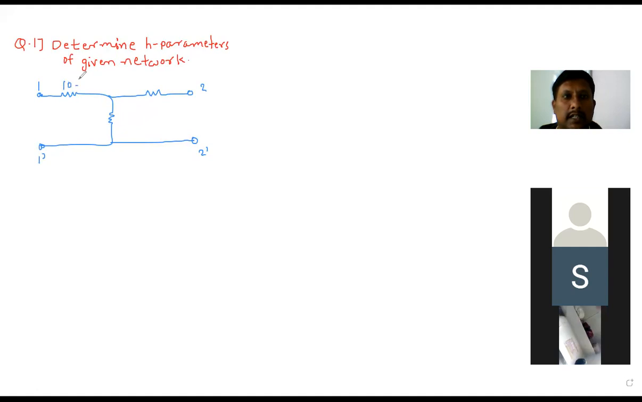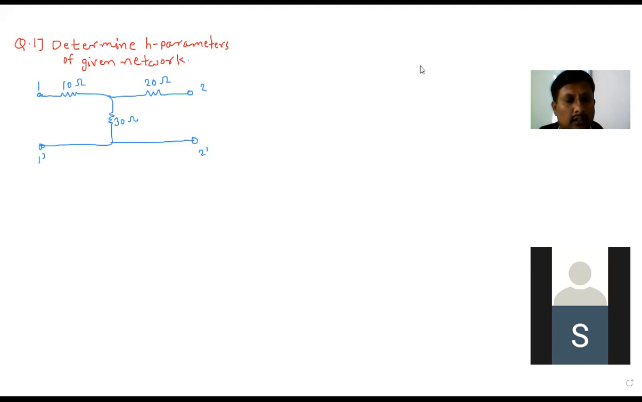The resistance values are 10 ohm in the center, 30 ohm, and 20 ohm. So we can once again solve the half part which we covered yesterday. I will revise that part.